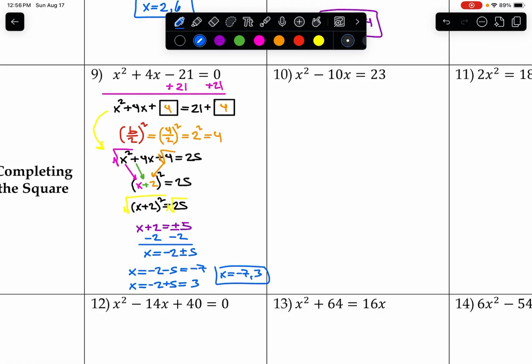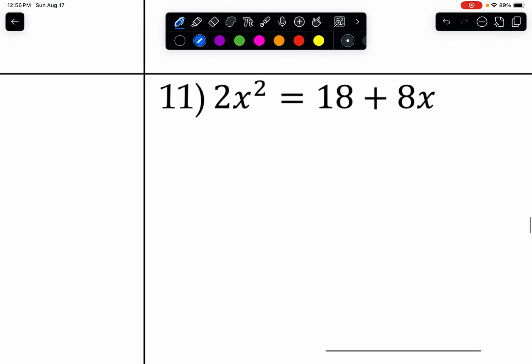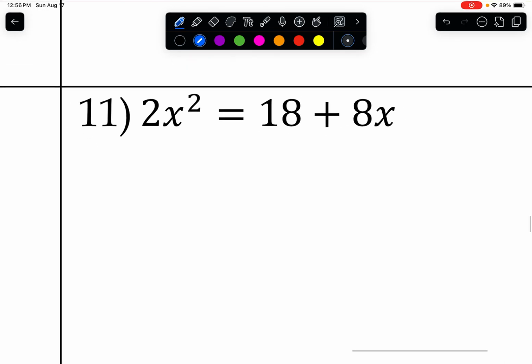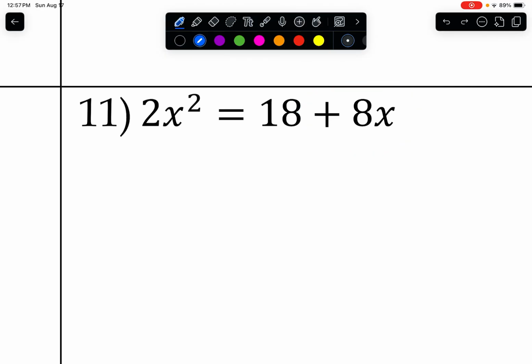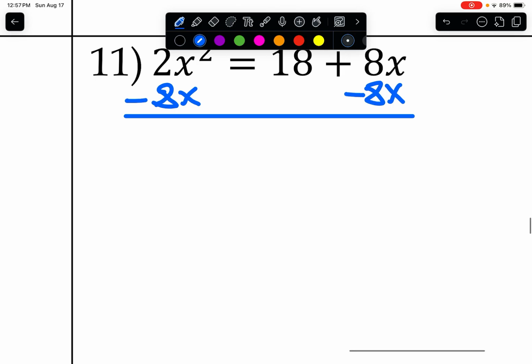Okay, and then next, let's actually go ahead and do 11, since this one has a lot more going on with it. All right, so first thing is I need to get it in the form of ax squared plus bx equals c. So my c value, which is just my constant, is already over here. So I need to move my bx term over here to be with my ax squared term. So I'm going to subtract 8x. So that's going to leave me with 2x squared minus 8x equals 18.